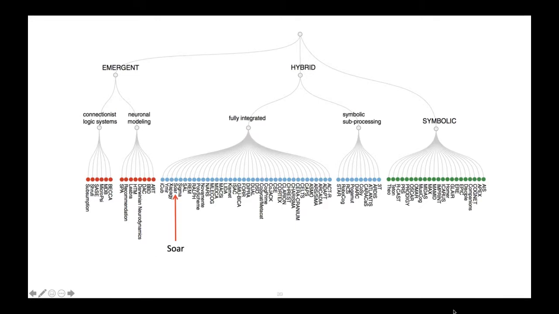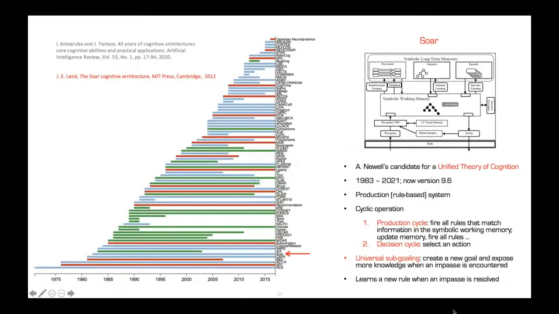So SOAR is an archetypal cognitive architecture. It's actually the one that was developed by Newell and John Laird and Paul Rosenbloom. I'm not going to walk you through it. I want to show you this picture. This is the picture of SOAR today, which is nothing like the picture of the cognitive architecture back in 1986 or 1990. And it has evolved over the years.